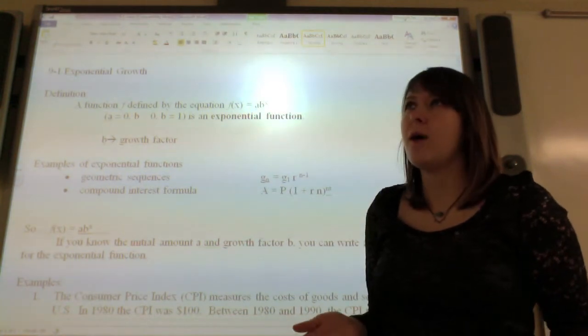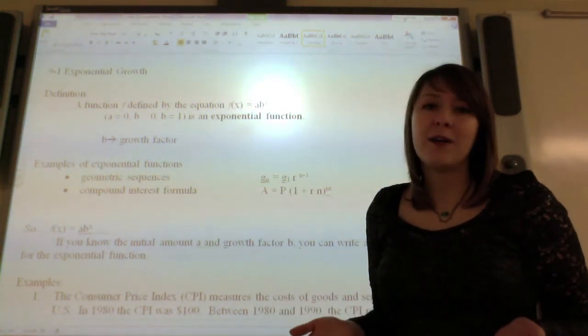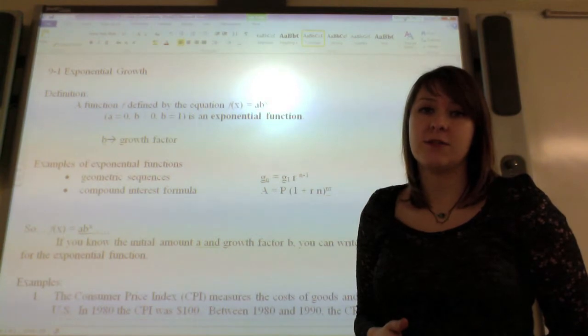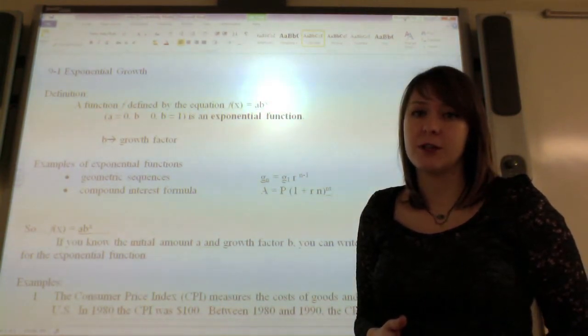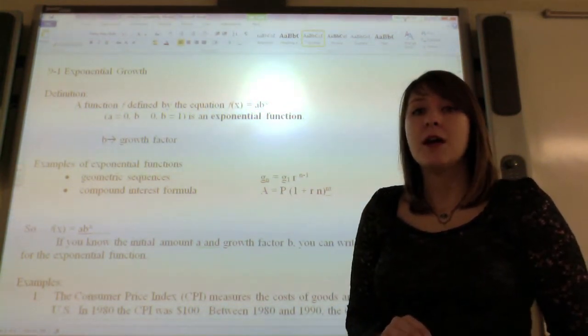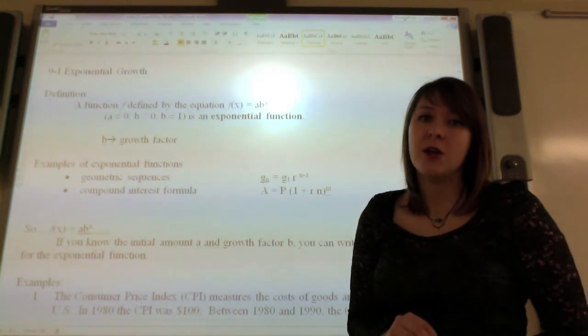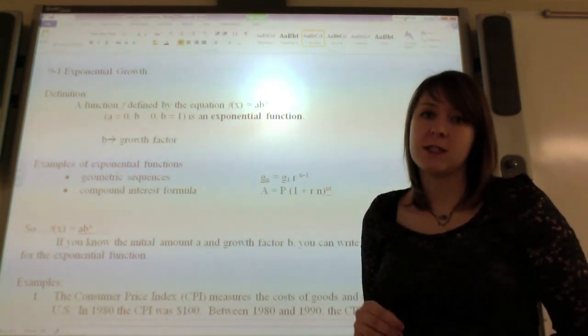So something like y equals x squared, that's called a power function. That's different than an exponential function, because when you have a number as an exponent, that's considered a power function. When you have a variable for your exponent, that's considered exponential.